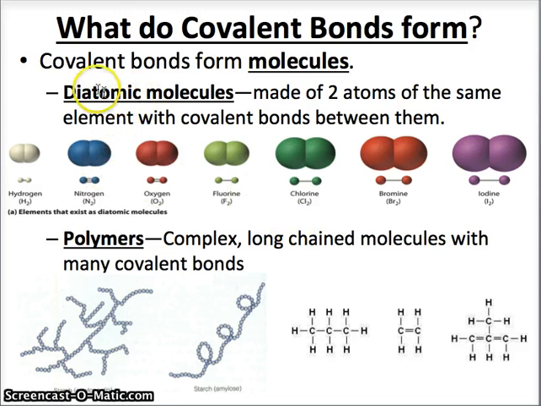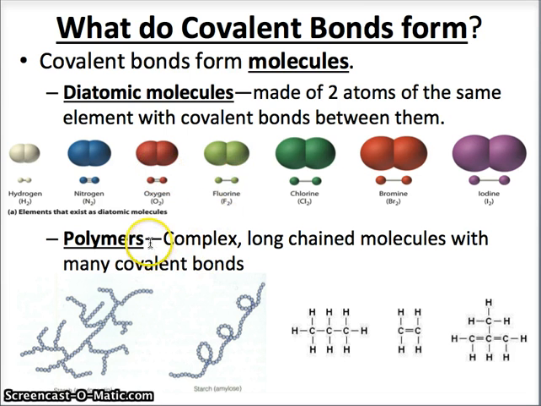Diatomic molecules, di means 2 and atomic means atom. Diatomic molecules are made out of 2 atoms that are the same element, and they're bonded through covalent bonds. So these are all examples, like iodine, bromine, chlorine, fluorine, oxygen. There's 2 of every single atom, and they're bonded together covalently. We call these diatomic molecules.